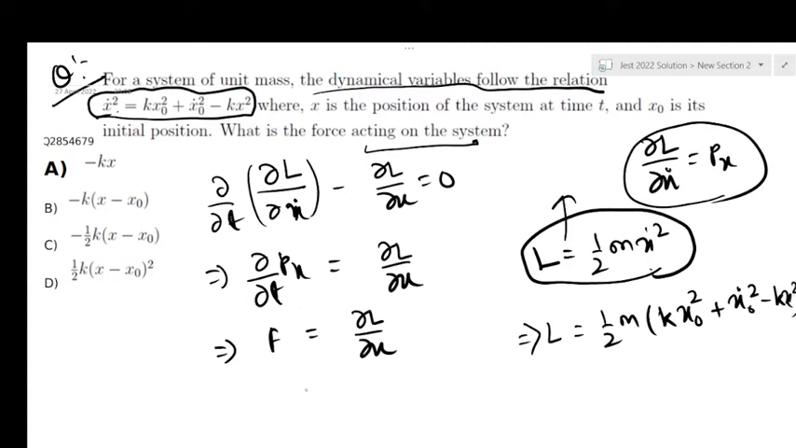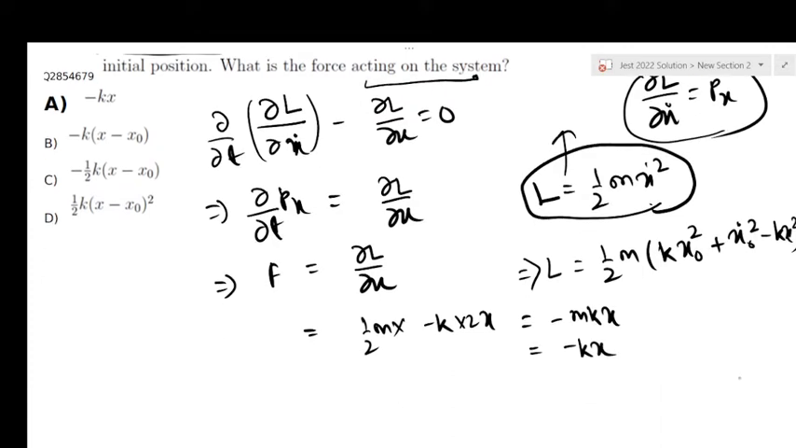So do the derivative, that will be half m into minus k into 2x, so that will be minus m k x, but here the unit mass is given, so that will be minus k x. That implies force will be minus k x, as you see in option A.